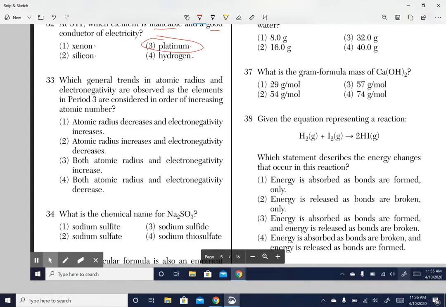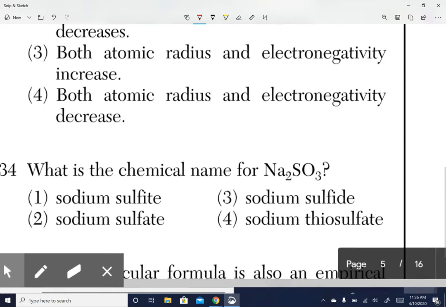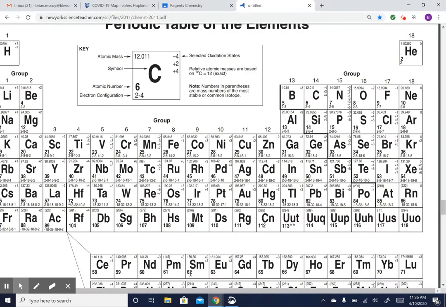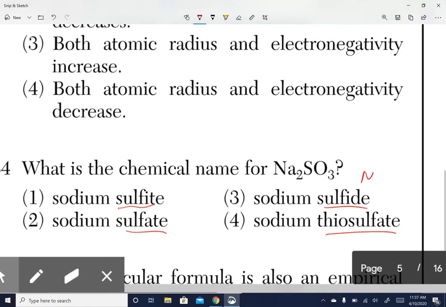34. The chemical name for Na2SO3. We know it's sodium something, so we need to look up sulfite, sulfate, sulfide, and thiosulfate. We go to table E. When I see these -ites and -ates, that means table E. I'll do -ide first. Ide just means sulfur, that's S. So sodium sulfide is Na2S, because Na is +1 and S is -2. So that's not it.